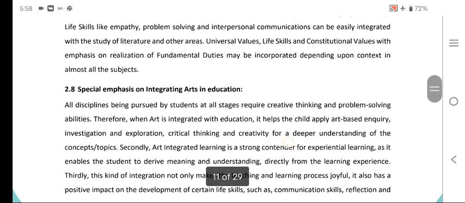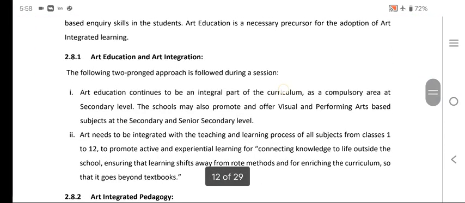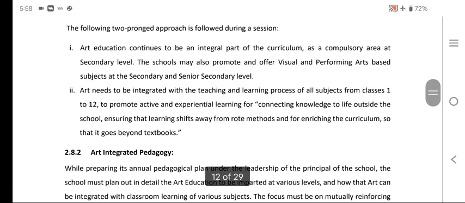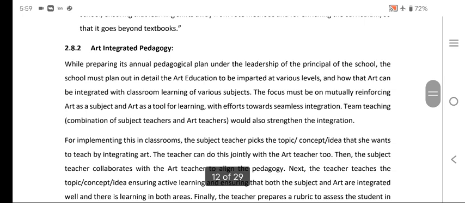And special emphasis on art education. You know about the art education. Not only the art education, but also art integration. Both will be needed. Art education is a continuous integral part, and art integrated education means that the subject will be linked with the art effects or art and craft. So art integrated pedagogy should be promoted. You know about the art integration and art integrated pedagogy.